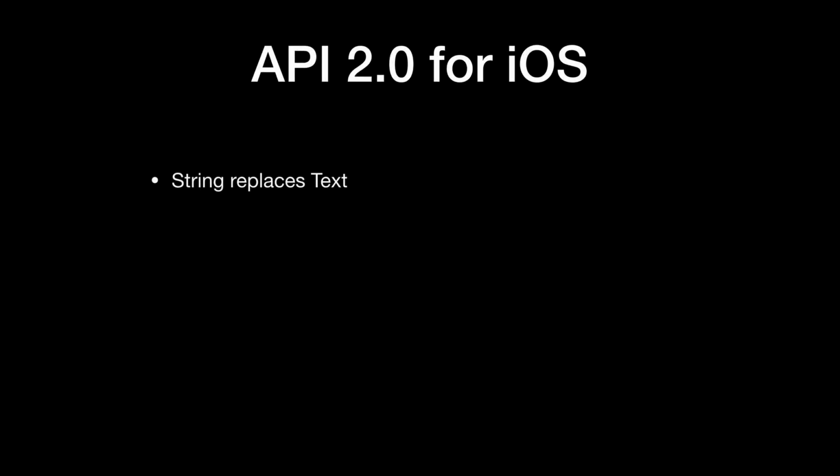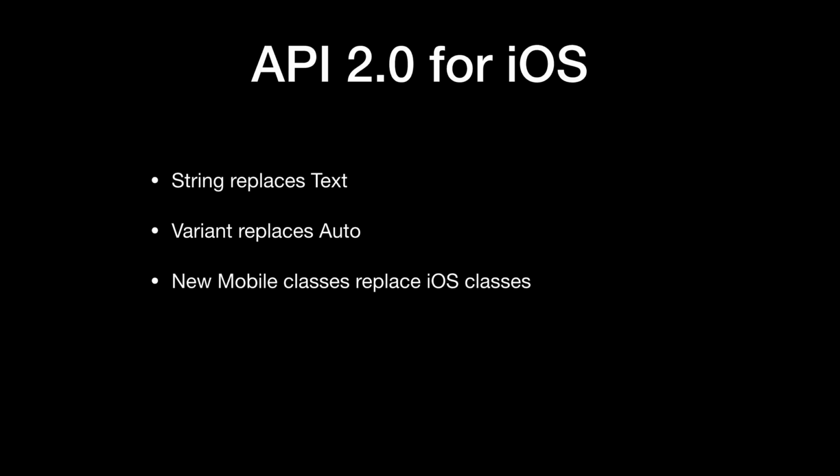Now we're in the process of bringing API 2.0 to iOS. What does that mean exactly? Well, it means that string will replace text. So you'll be using string now in iOS just like you use everywhere else. Variant replaces auto. There will be new mobile classes that replace the iOS classes. For example, iOS button will be replaced by mobile button. And the new mobile classes are all API 2.0 compliant.